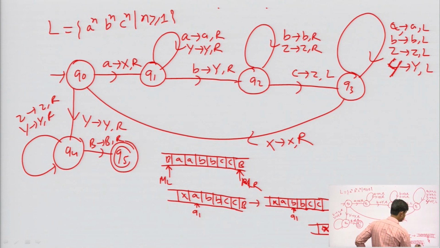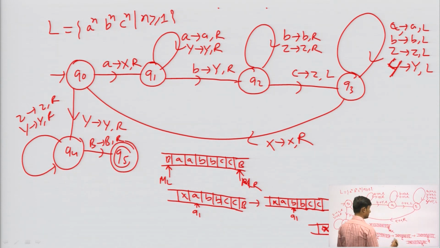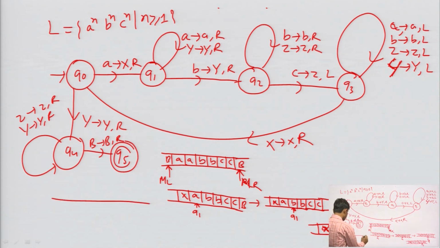Now, if Q2 points to C, then C will be replaced by Z. You see here what will be there? C will be replaced by Z. So now this is X, this is A and this is Y and this is B and this is C and this is Z.